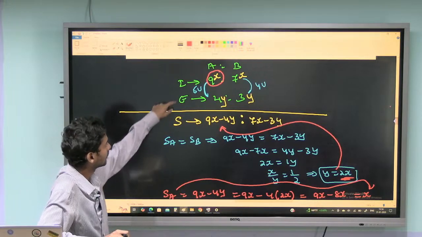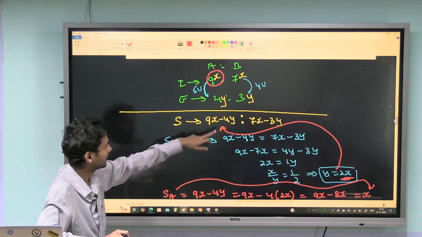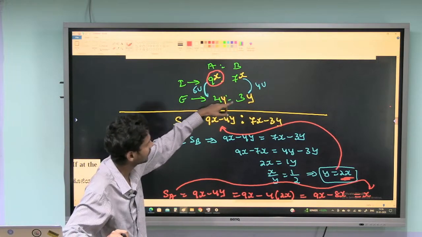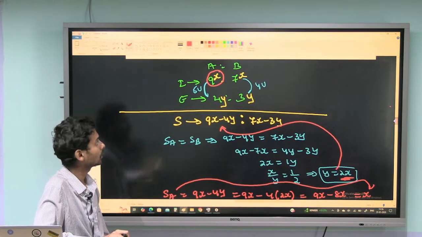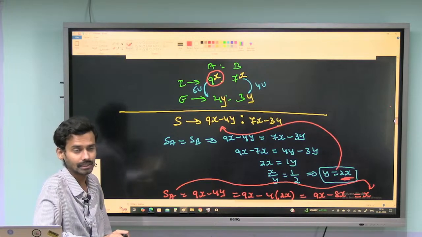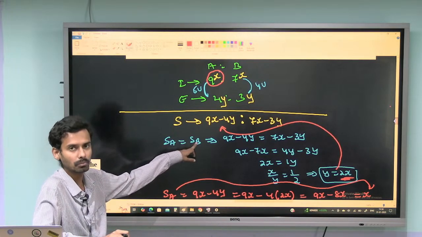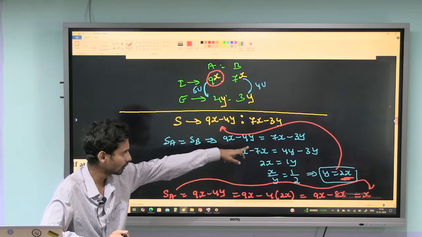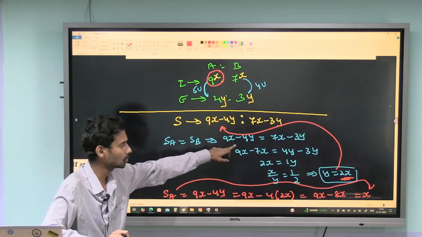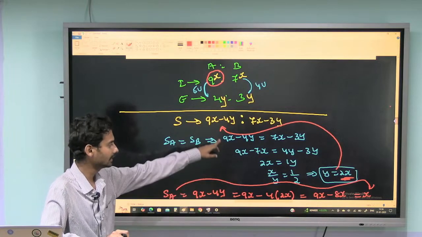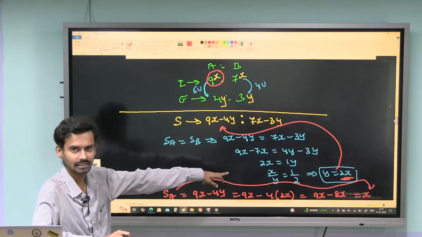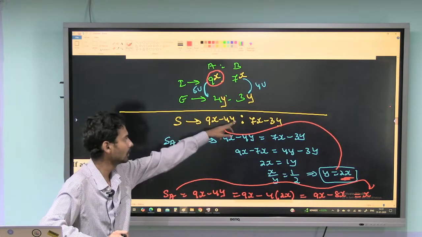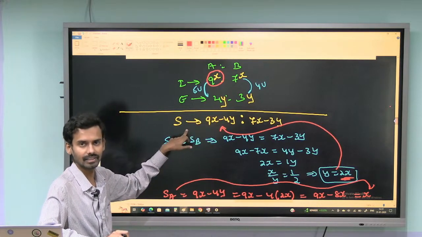Saving is nothing but income minus expenditure. For A, it will be 9x minus 4y and for B, it will be 7x minus 3y. According to the question, both are saving 200 rupees, which means saving of A and saving of B are equal. So saving of A is 9x minus 4y and saving of B is 7x minus 3y, and both are equal. If I rearrange and get the relationship between x and y, I will get y is equal to 2x.